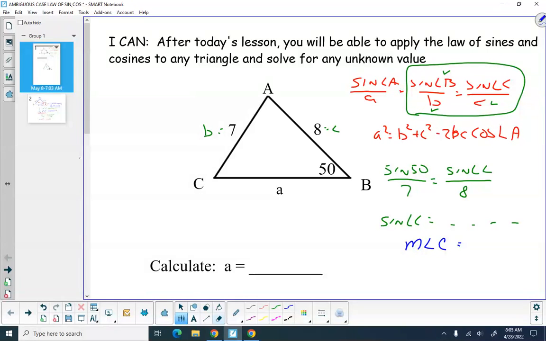Jade, what do you get for measure of angle C? 61 point what? Okay, 61.1. So that's the measure of angle C.